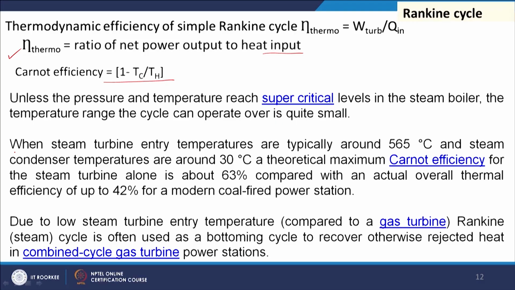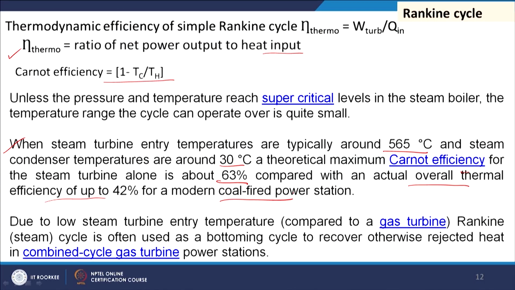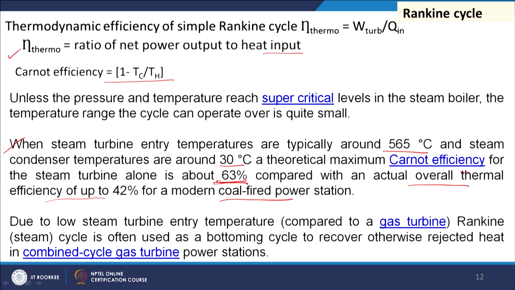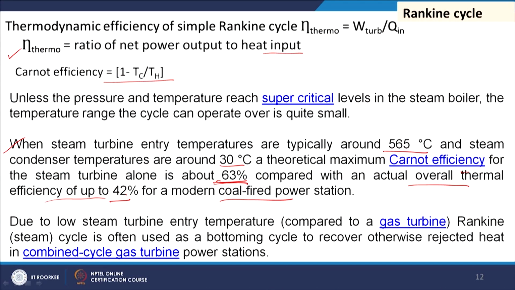That is guided here. If we use a steam turbine, entry temperature is typically around 565 degrees centigrade and steam condenser temperatures are around 30 degrees centigrade, then Carnot efficiency is 63%, but an overall thermal efficiency of up to 42% is possible with a modern coal fired power station. In the previous slide I showed you it is 35% for subcritical conditions, but in supercritical conditions it may be increased. So, the Carnot cycle efficiency of 63% is a maximum, but so far there are no steam turbines with this much efficiency. It is up to 42% as reported here.